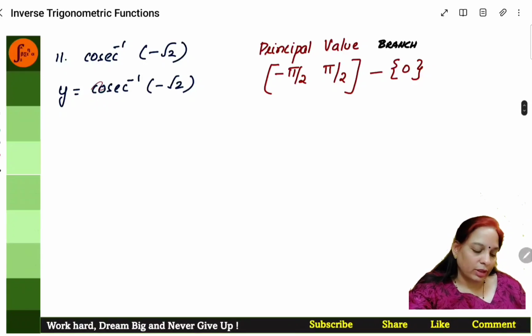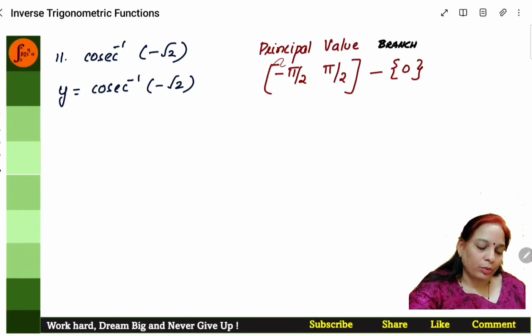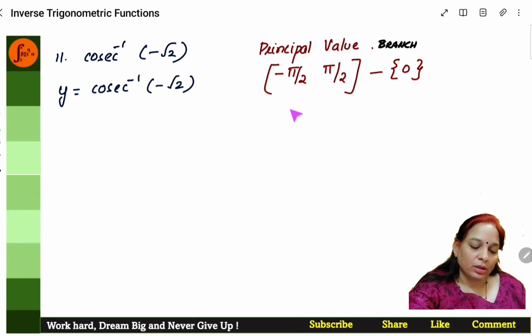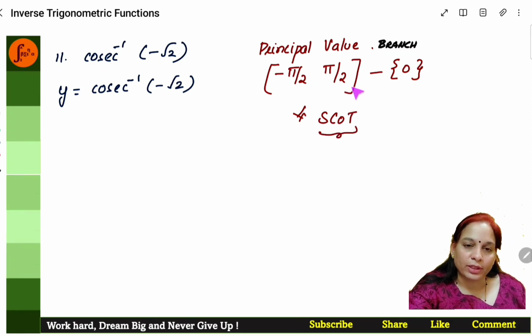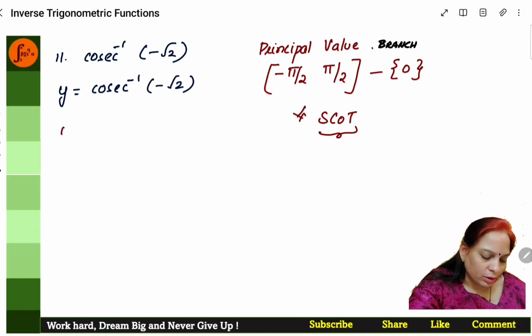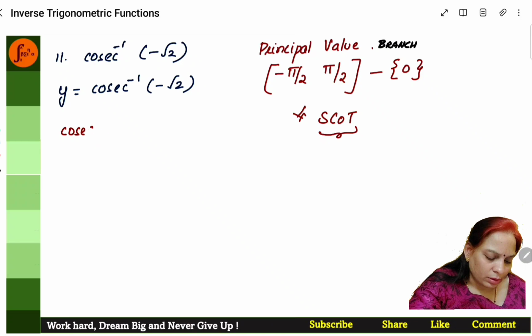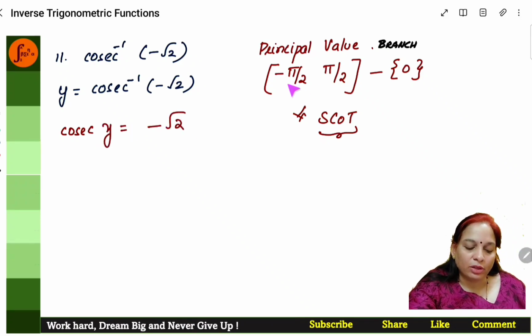Now let's look at the 11th problem: cosec inverse of minus root 2. Now what is the principal value branch? This falls under the sine group, that is, remember, sine. And the range is minus pi by 2 to plus pi by 2. We assume that y is equal to cosec inverse of minus root 2, which means cosec y is equal to minus root 2. Now we can have minus values in this range, right? Minus is part of this range.